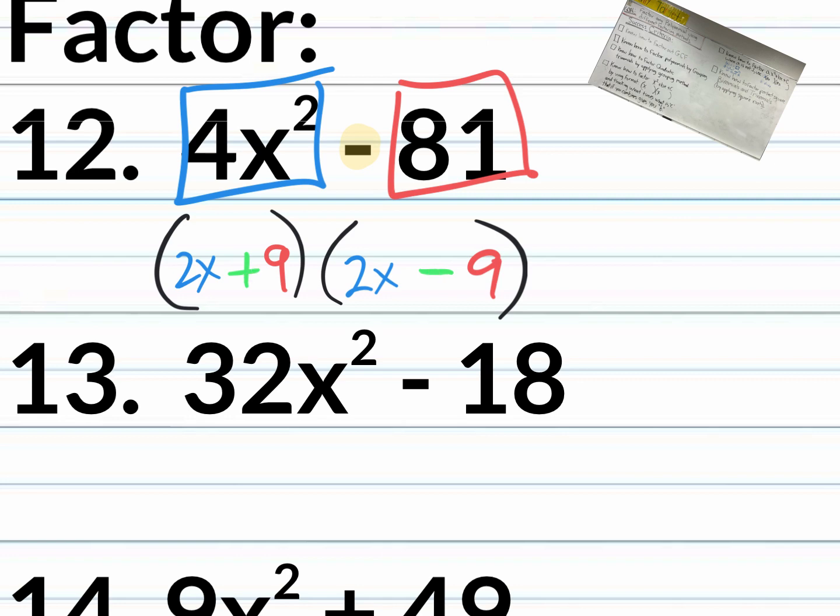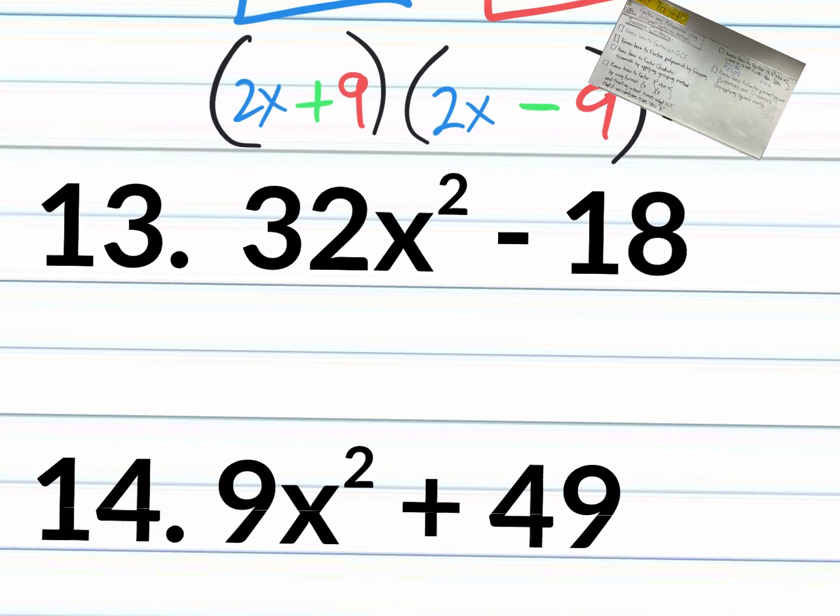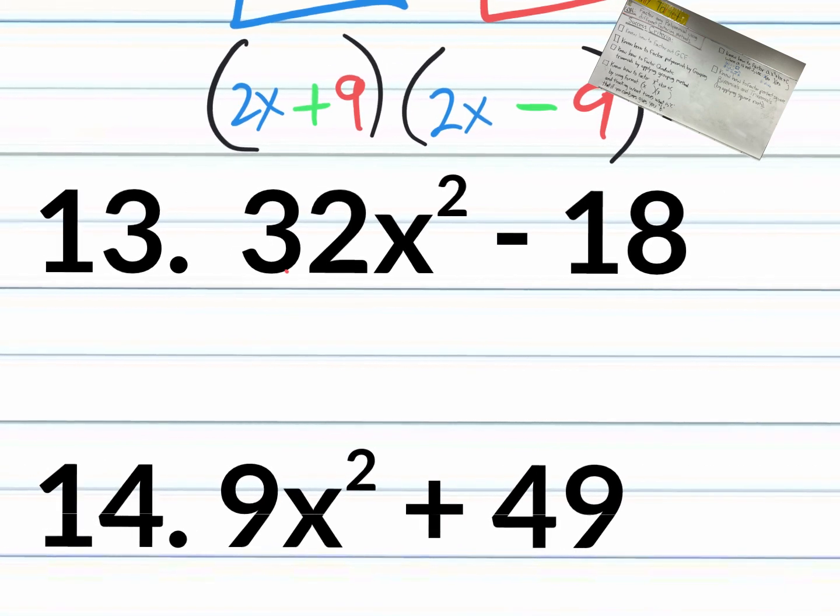Number 13, are these perfect square terms? No. So what type of factoring should I do? GCF. Always try to do the GCF first. What is the GCF of 32x squared and minus 18? 8 times what is 8? 9? 9 times? No, not 9. At the very least, they're both even numbers, right? What could I pull out of even numbers? A 2, right? Bless you.